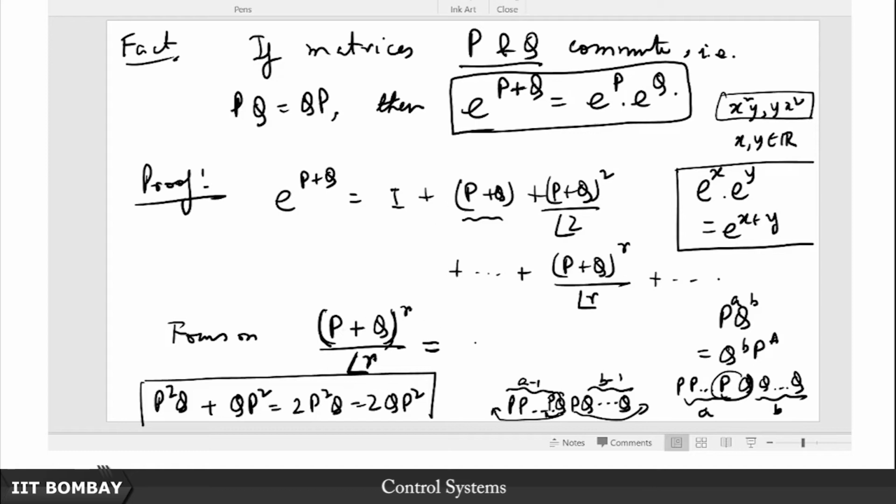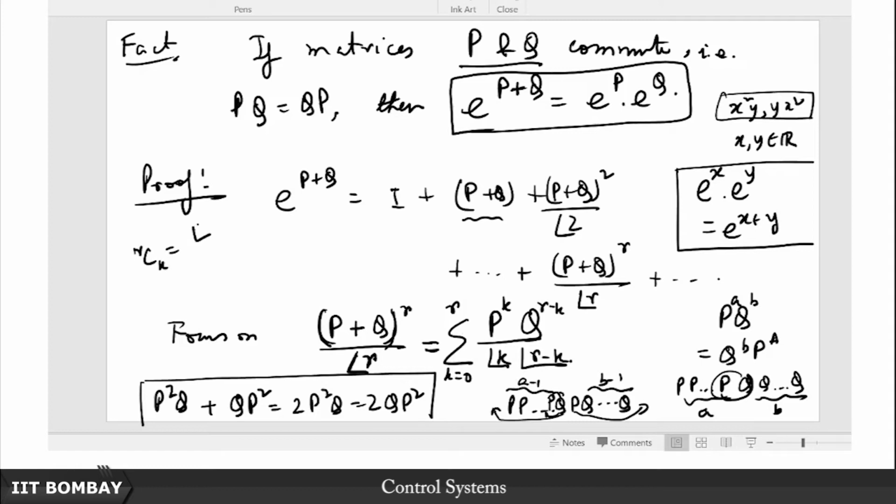I can write this (p plus q) to the power r like p to the power, summation, say, k going from 0 to r, p to the power k. Yeah, so this is exactly the binomial series times q to the power r minus k upon factorial r minus k, because remember it is basically r choose k.